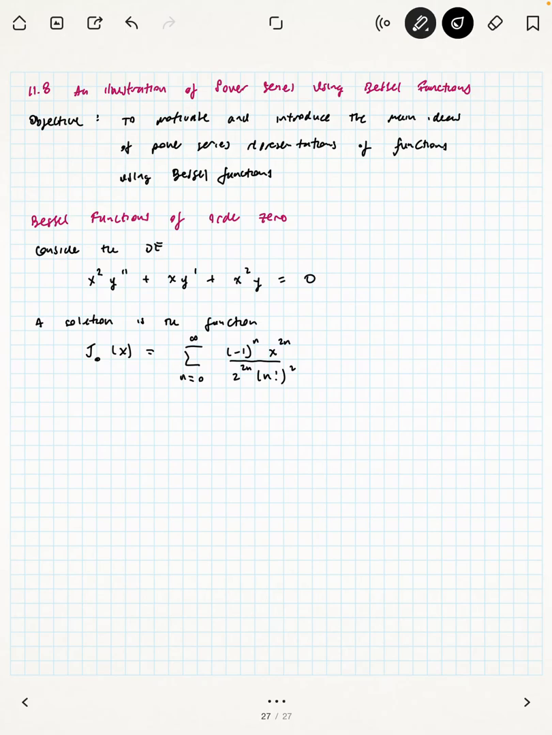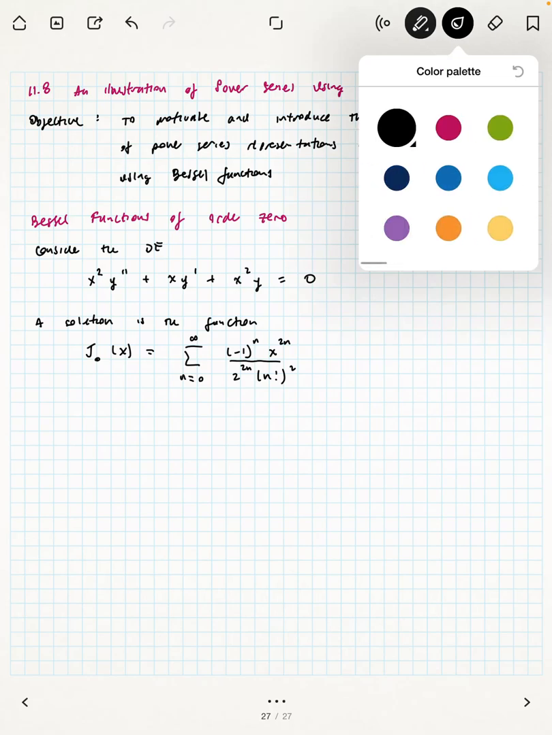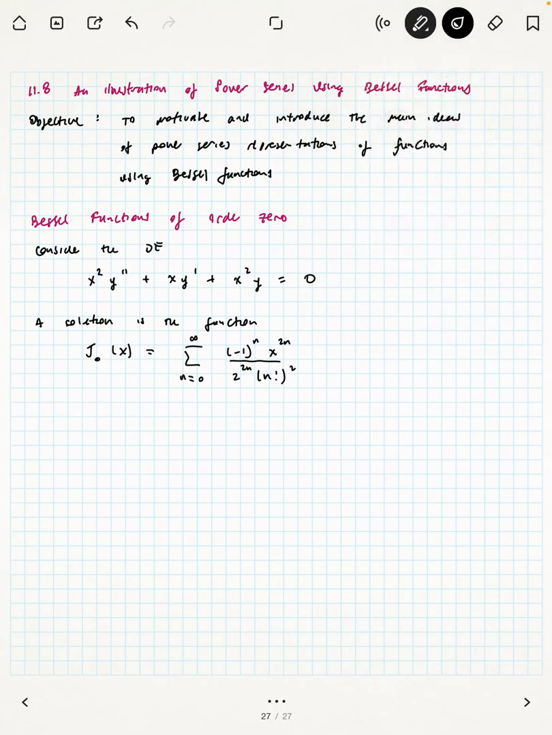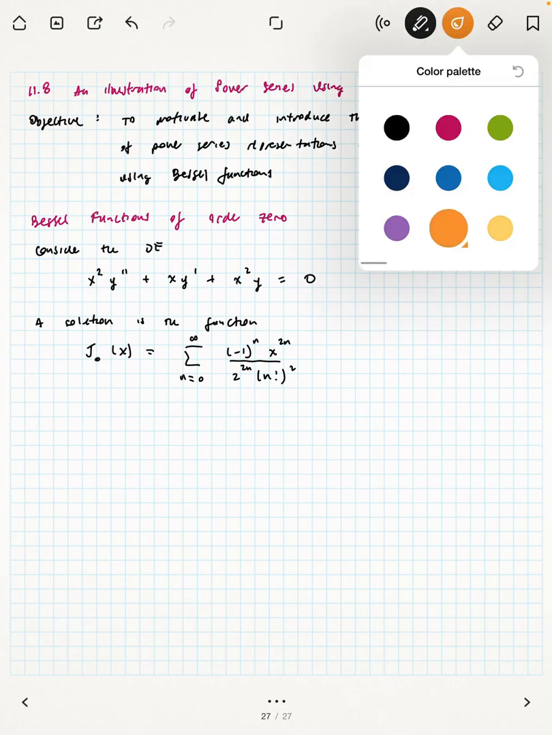Okay, let's think about what exactly is happening here. So this looks kind of like a series. We've been working with series quite a bit. But instead of just expressing things in terms of n, we also have this x. So this is going to have a different value depending on x. Okay, this is called a Bessel function of order 0. I claim that this satisfies the DE. That's what it means for it to be a solution.